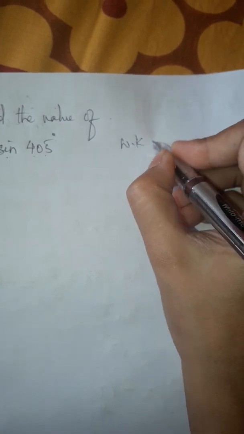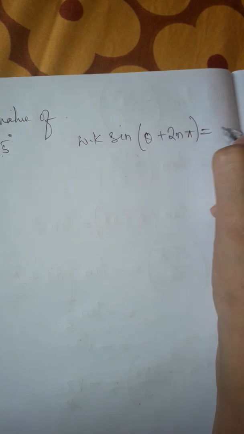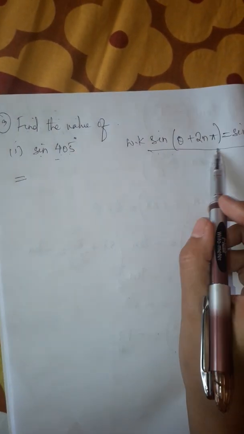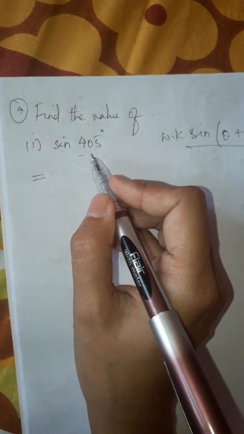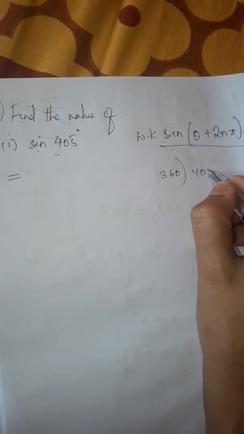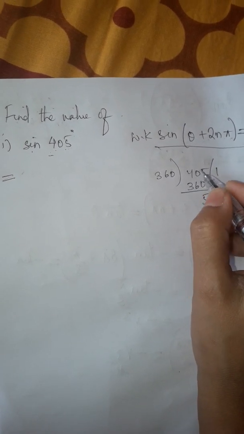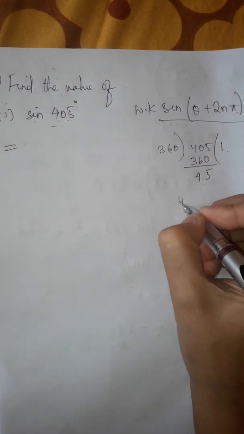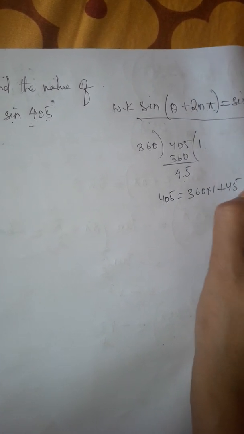So we have to write theta. We know sine of theta plus 2n pi equals sine theta. So we have to write this angle in this form, theta plus 2n pi. Here 2 pi means 360 degrees. Here 405 is very close to 360 degrees, so we divide 405 by 360. 360 into 1 is 360, remainder 45. So we can write 405 as 360 into 1 plus 45.